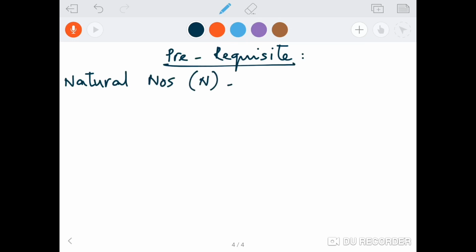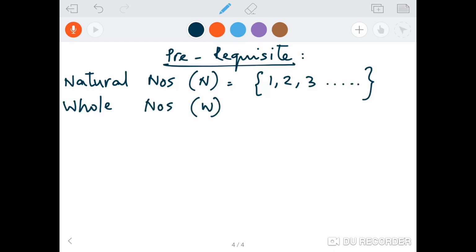You can make a note of it in your book. All natural numbers are numbers that start from 1. So these would be 1, 2, 3, etc. So I put that as a set. Whole numbers are denoted by W. They start from 0. So it would be 0, 1, 2, 3, etc.